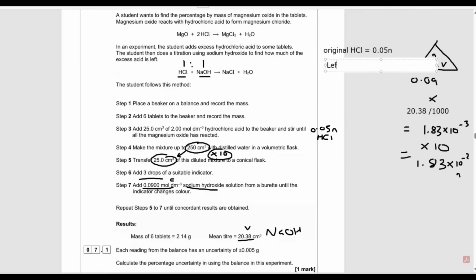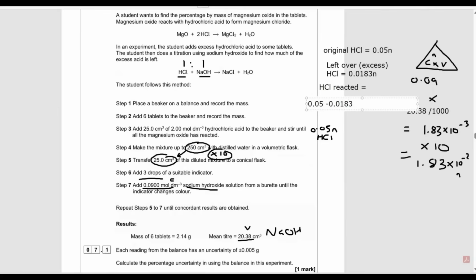So we now know how many leftover moles of HCl there were after the reaction. So our excess leftover moles of HCl was 0.0183. So we titrated 0.00183 moles of NaOH, but then we times it by 10 to go back to the original HCl there.